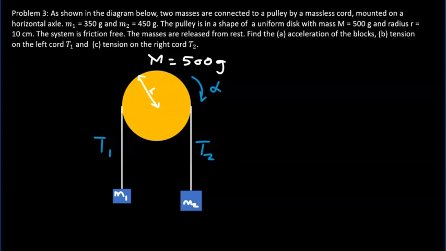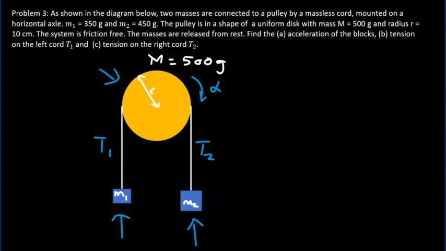As shown in the diagram below, two masses, mass 1 and mass 2, are connected to a pulley by a massless cord, mounted on a horizontal axle. So the axis of rotation here is coming out of the board. Now M1 is 350 grams, M2 is 450 grams, so M2 is heavier than M1.